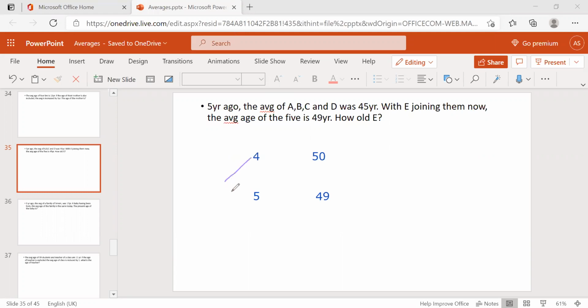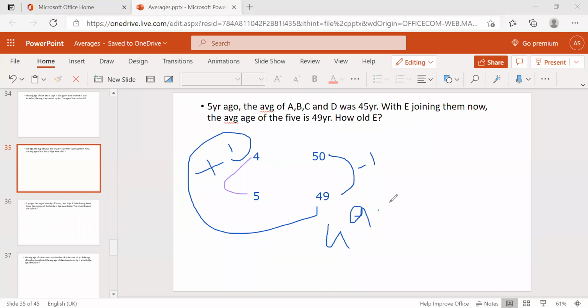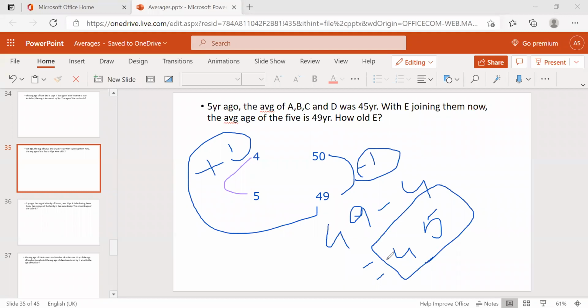Age. Just the difference of this plus 1 and the difference of this minus 1. So this 1 into this 49 minus 1 into 4. So it is minus. Decrease it, right? It is minus. So 45 is the new age.